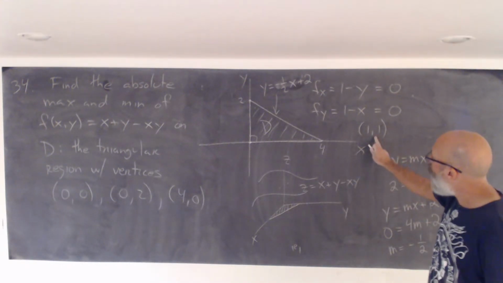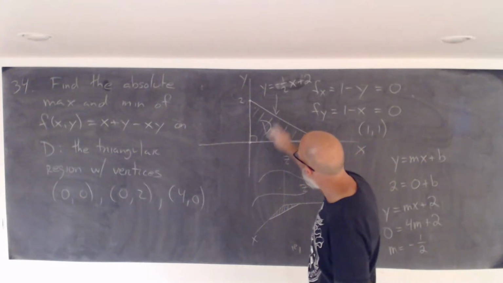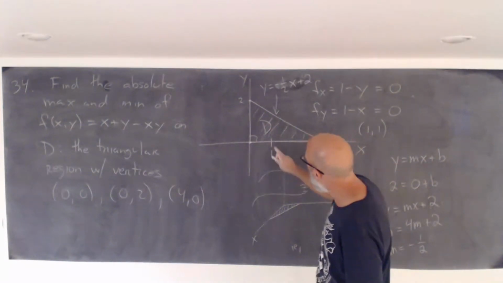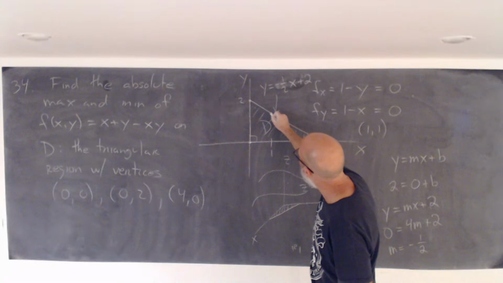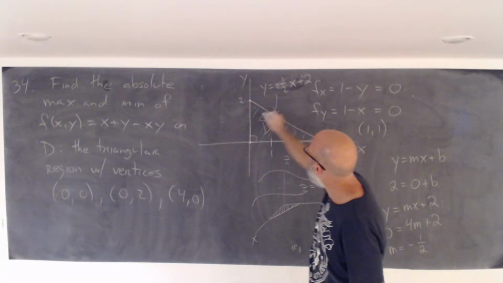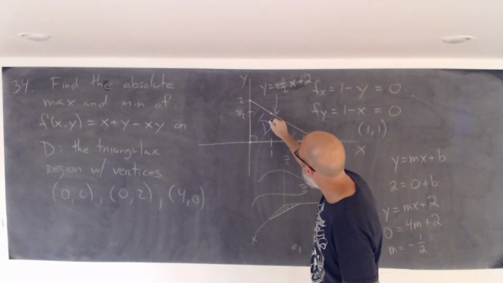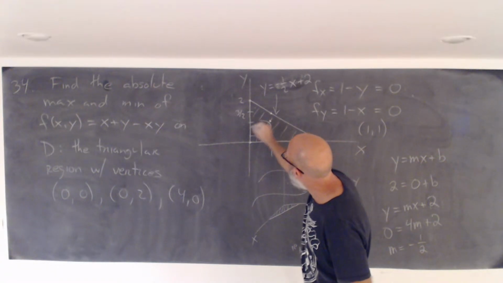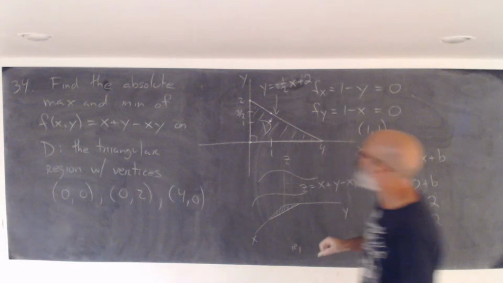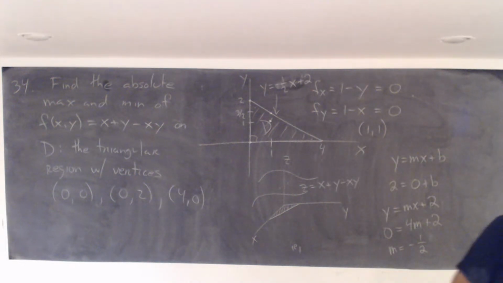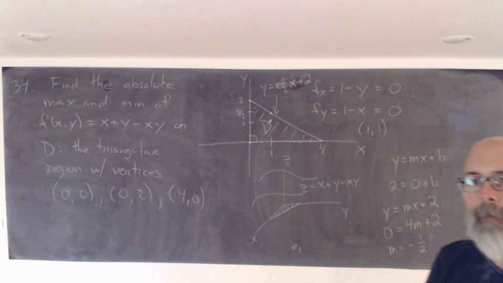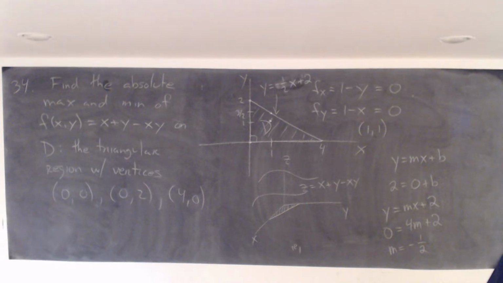So is the point 1, 1 inside or not? When x is 1, this value right here is 3 over 2. So the point 1, 1 is below that. So it is in the domain. Excellent.